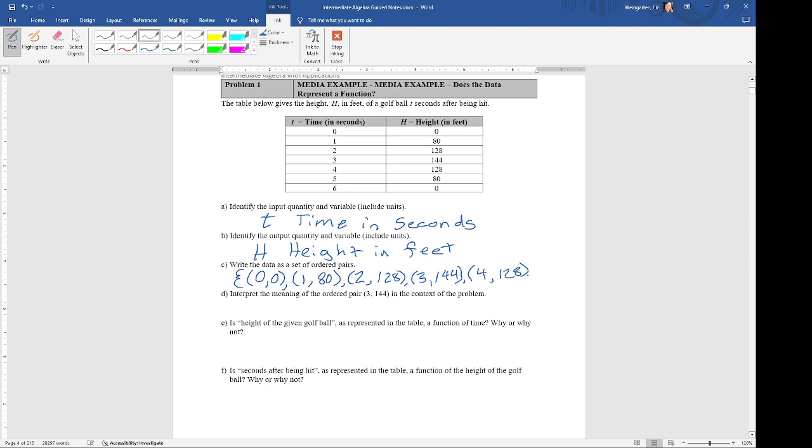I'm going to run out of room. Next pair is 5 and 80. And my final pair is 6 and 0. So the ball hits the ground after 6 seconds.